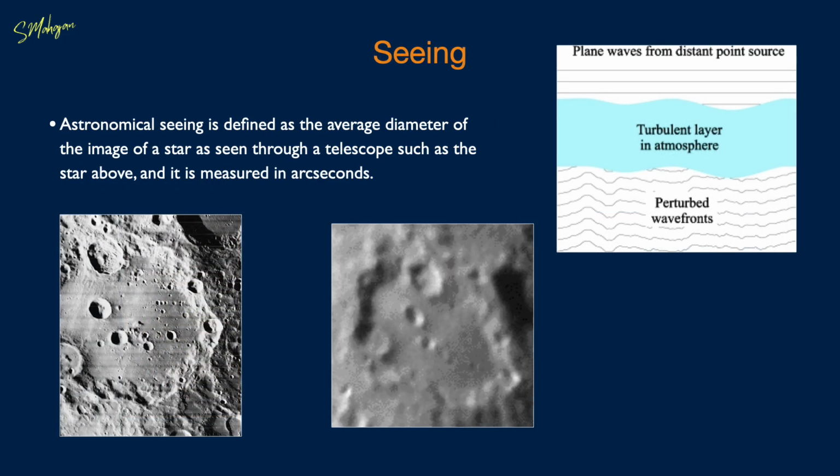Astronomers quantify the effect of Earth's atmosphere using a term called seeing. Astronomical seeing is defined as the average diameter of the image of a star which is assumed to be a point source as seen through a telescope. Seeing is measured in arc seconds. There are 60 arc seconds in an arc minute, and there are 60 arc minutes in a degree. For instance, as shown here, several images of the same crater of the moon taken at different times show slight differences which need to be corrected for in an image.